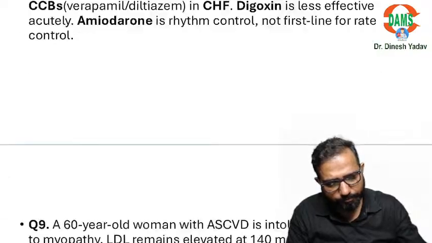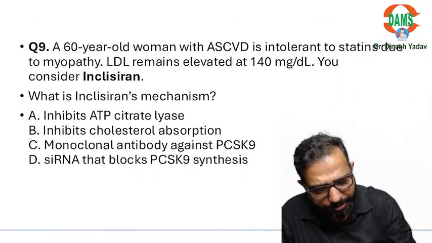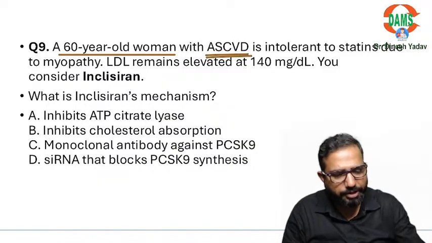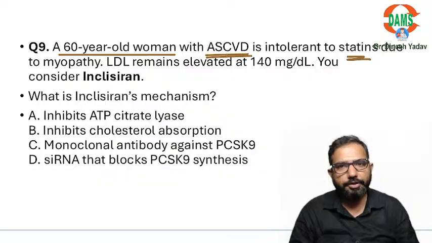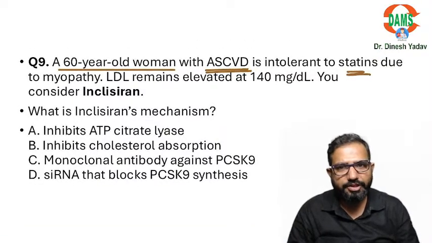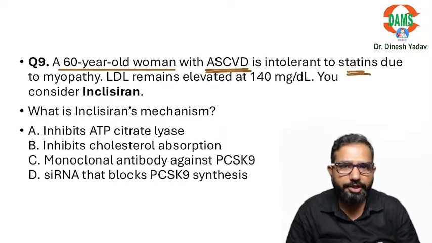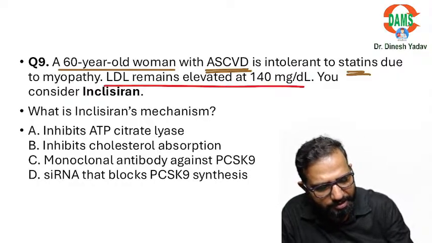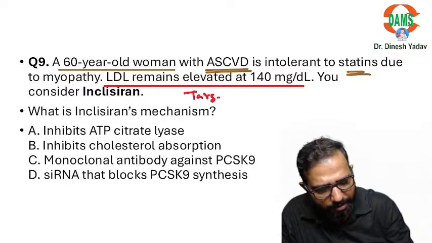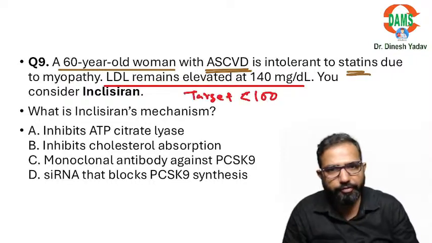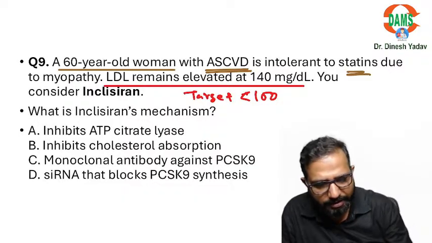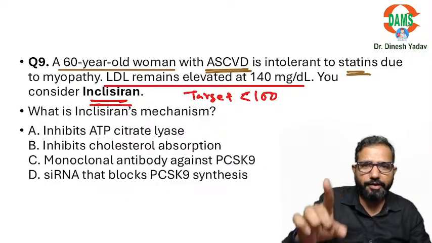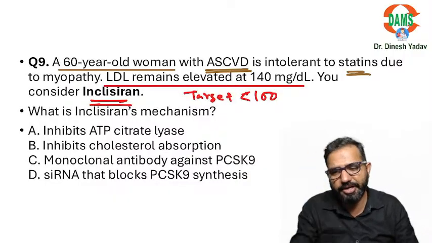Okay, guys. Next question. A 60-year-old woman with cardiovascular disease is intolerant to statins due to myopathy. Obviously, in myopathy, it is intolerant to statin. LDL remains elevated. The target of LDL should be less than 100. It is 140. So you consider inclisiran, an important drug. Dyslipidemia: don't forget to revise the drugs for dyslipidemia before going for your main exam.